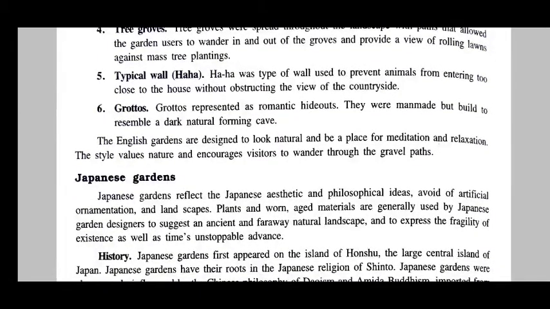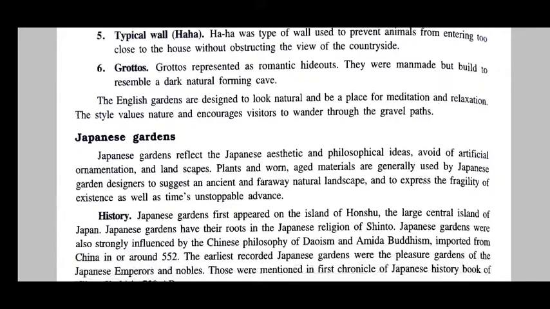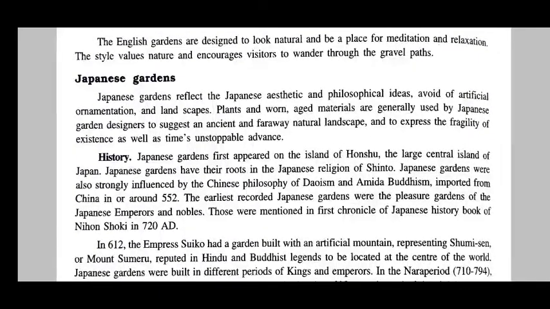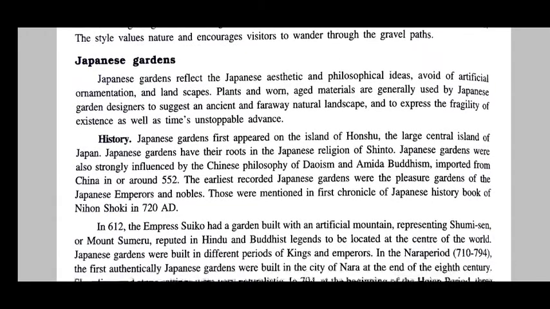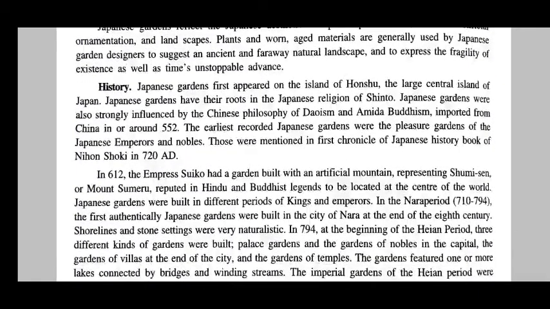Grottoes are represented by some romantic hideout region, resembling dark natural formations of caves and things. And Japanese gardens, there are chances of questions on Mughal and English gardens, and Japanese gardens as well. Japanese garden reflects aesthetic and philosophical theories. In a Japanese garden you will necessarily see water, and fishes in the water. The layout is also philosophically considered, sometimes resembling Buddhism and Hinduism and all the things.